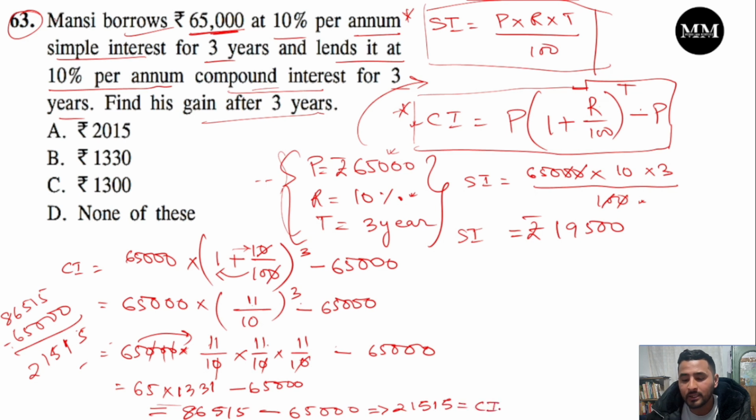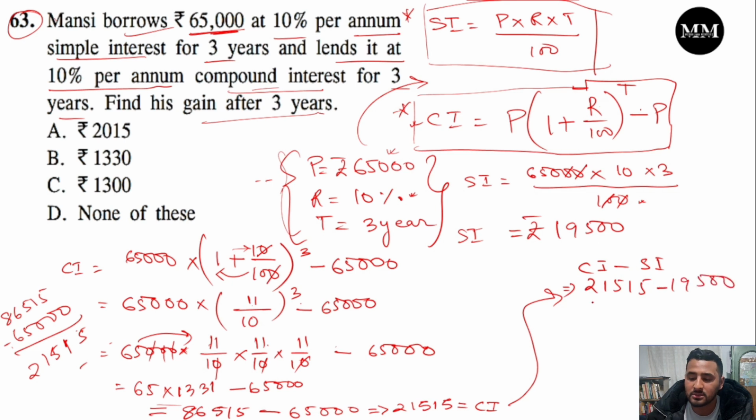We're getting CI. Okay. Now what I said, to find a gain after 3 years, what we'll do? We'll minus CI minus SI. So answer will be how much? CI we have 21515. SI how much? Rupees 19500. Just minus these 2, you'll get the answer.